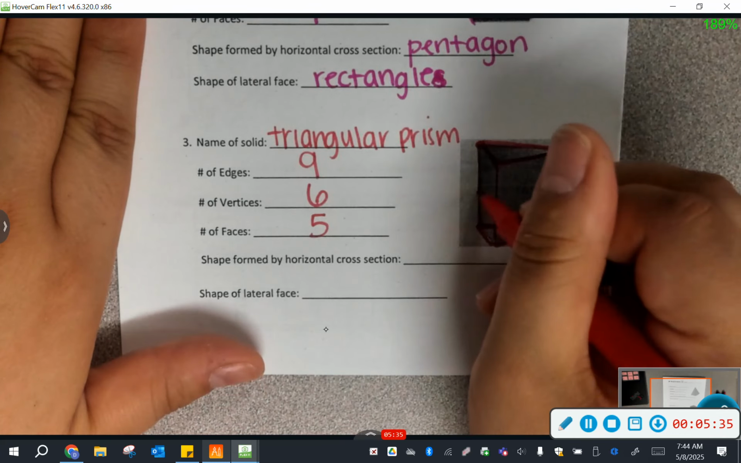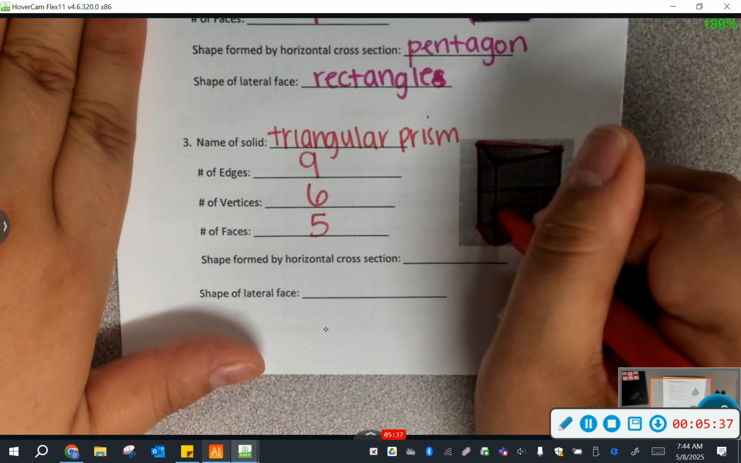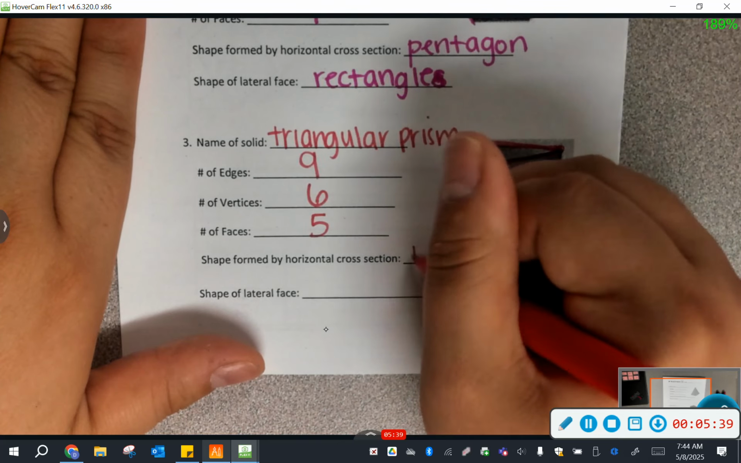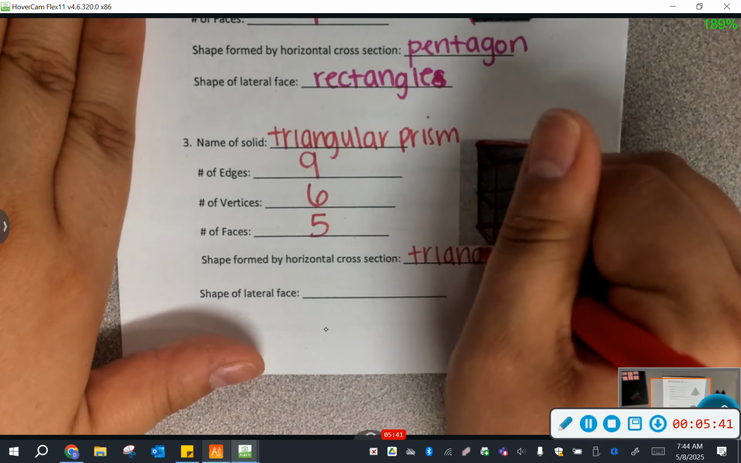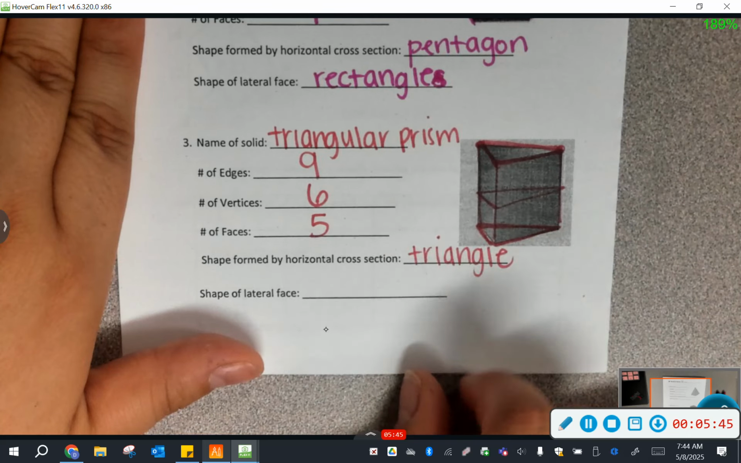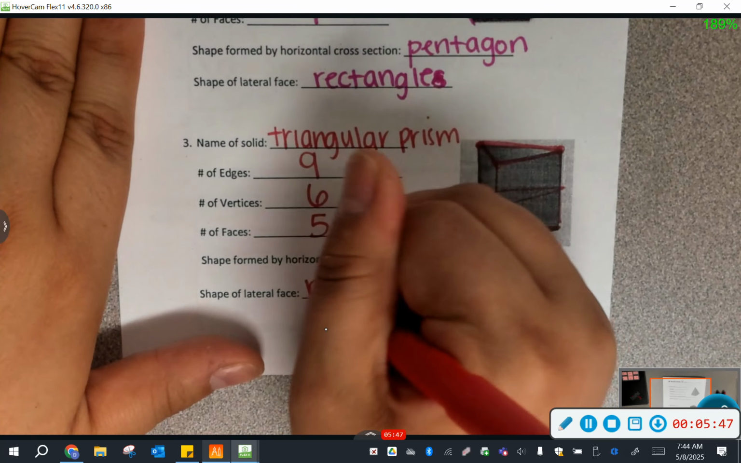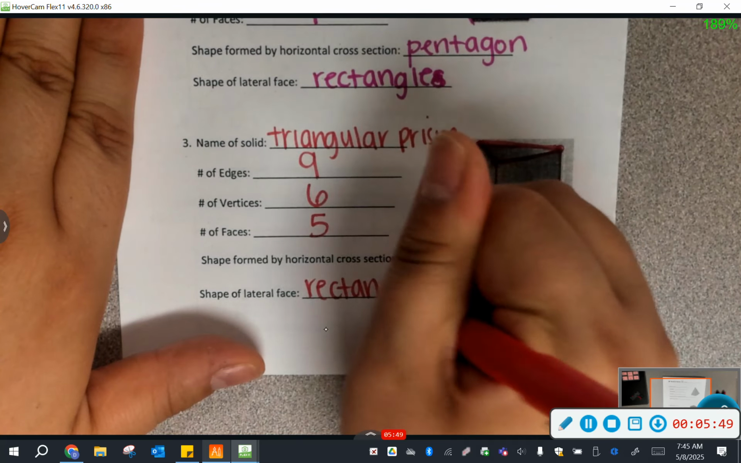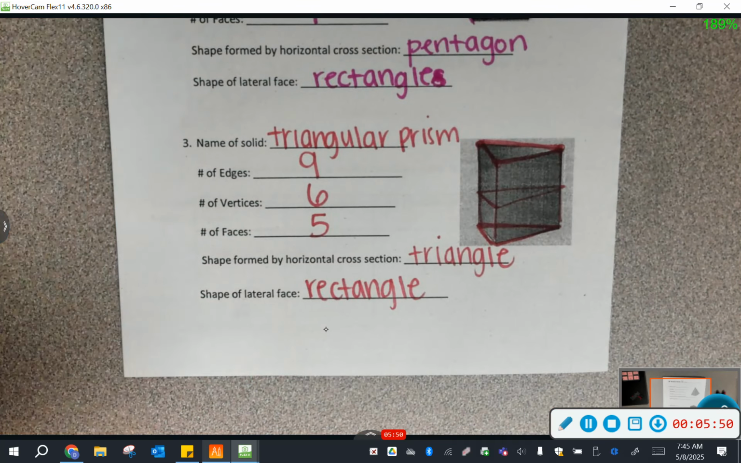If I were to slice this in half, what would I get? A triangle. And what is my lateral face? A rectangle. Why? Because it's a prism. Write it down, please. Wow, this test is going to be so easy.